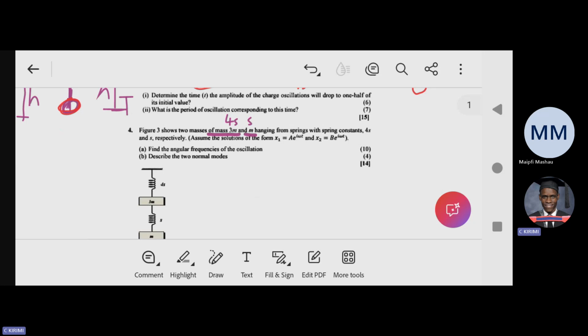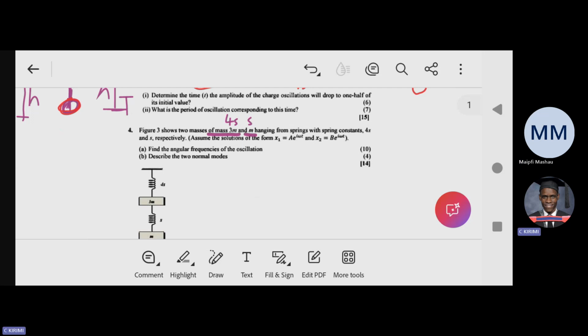Whenever they say the spring constants 4S and S respectively, it means in that order. So if I started with 3M and M, the constants follow the same order, 4S and S. So 4S is the spring constant for the 3M mass, and S is the spring constant for the mass M block.